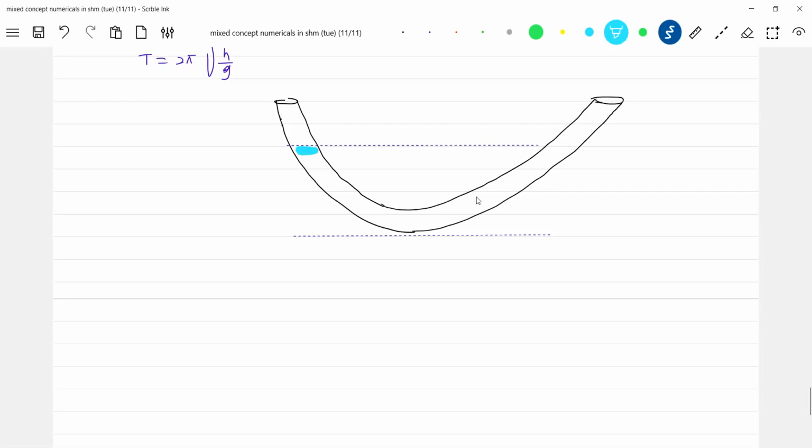So here I'm filling up a liquid. Now, how to find out the time period of oscillation? Look at the liquid column. It's not linear, it's some sort of curved one. The limbs you see are not straight, they're curved.